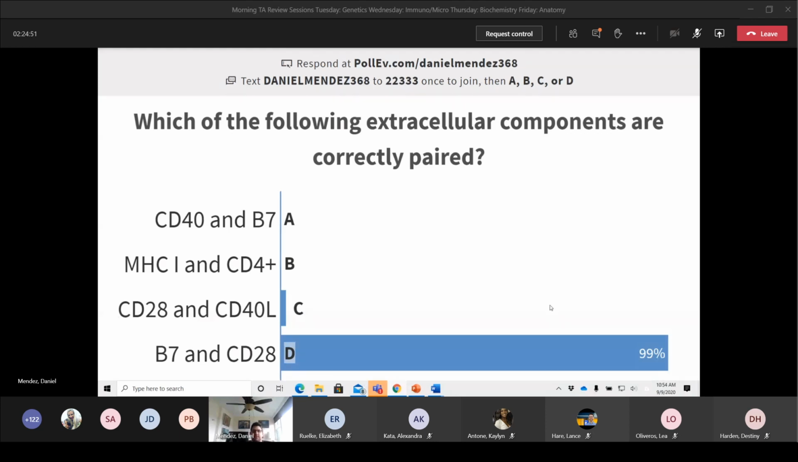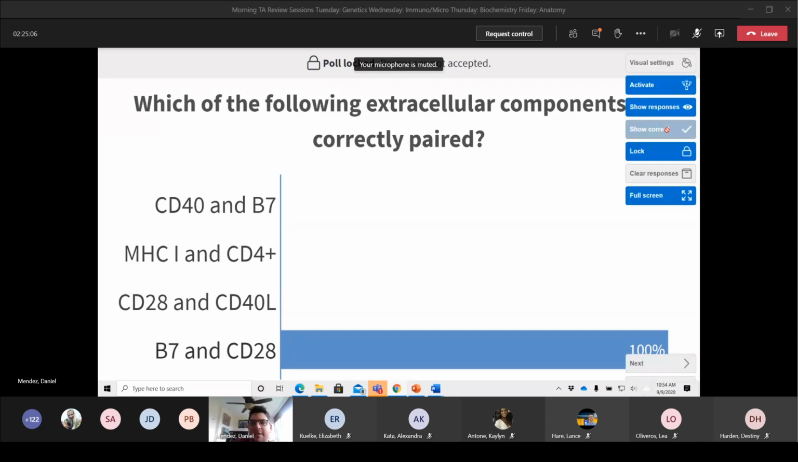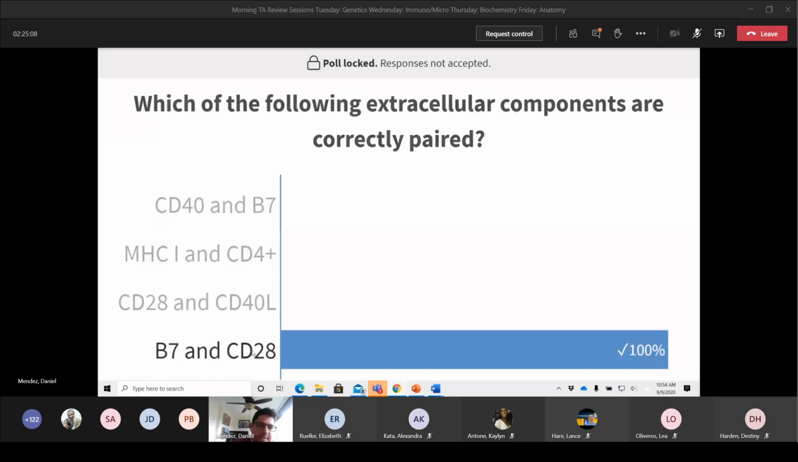This one is not as fun. All right, I'm going to lock it up in a little bit. Seems like we haven't had that many more answers. So which of the following extracellular components are correctly paired? Like I said, you have to know the co-stimulatory molecules and which one does which. So B7 and CD28 is correct. Please make sure you know that this co-stimulatory is going to release IL-2 and IL-2R, specifically the gene for IL-2R, the receptor, which is then going to allow us to go through clonal expansion.